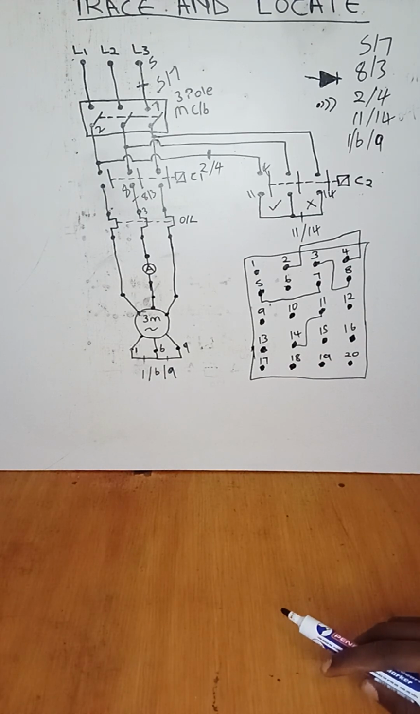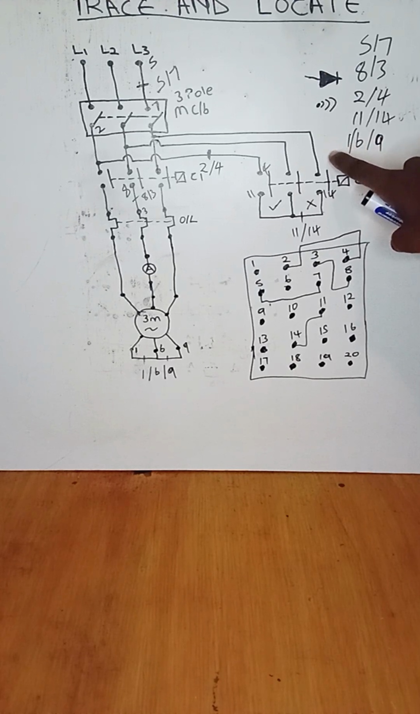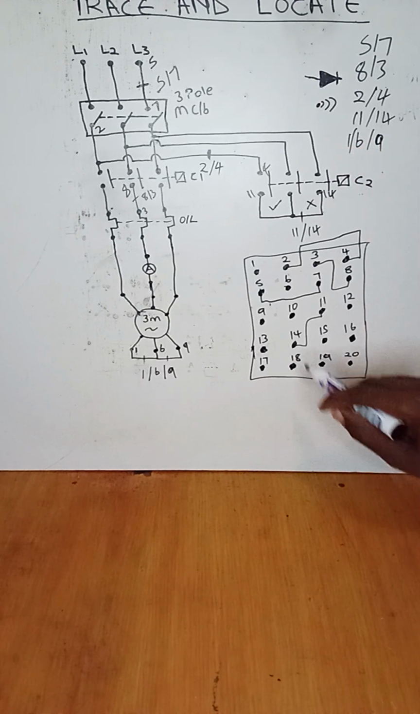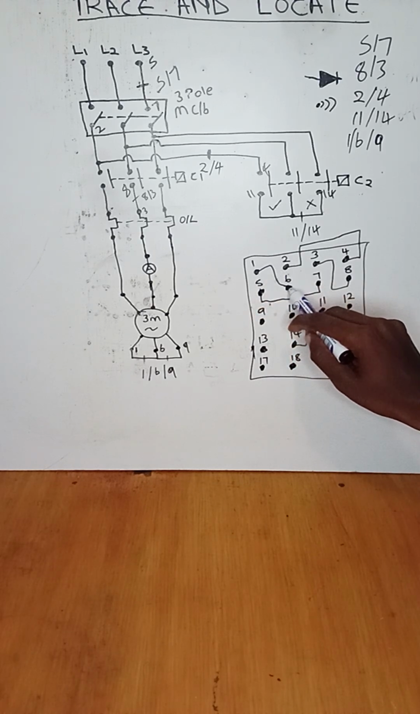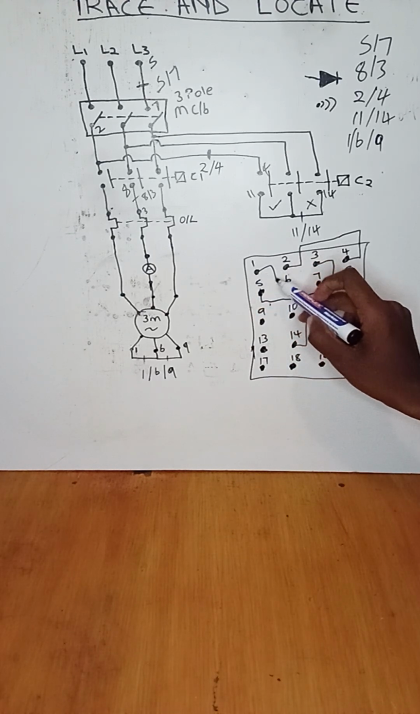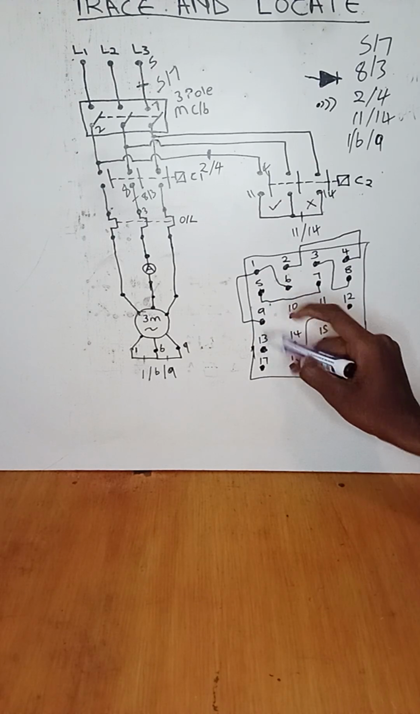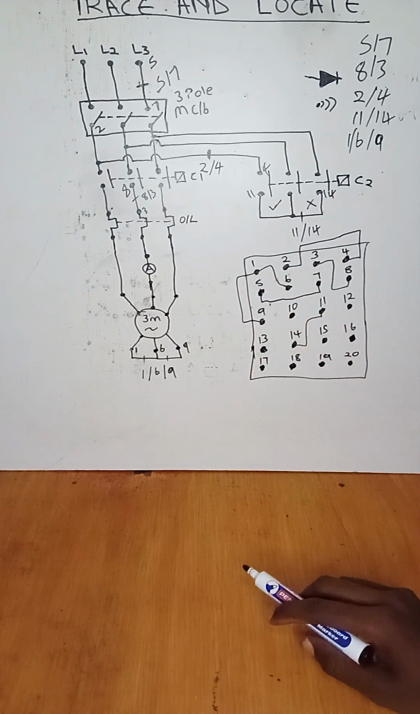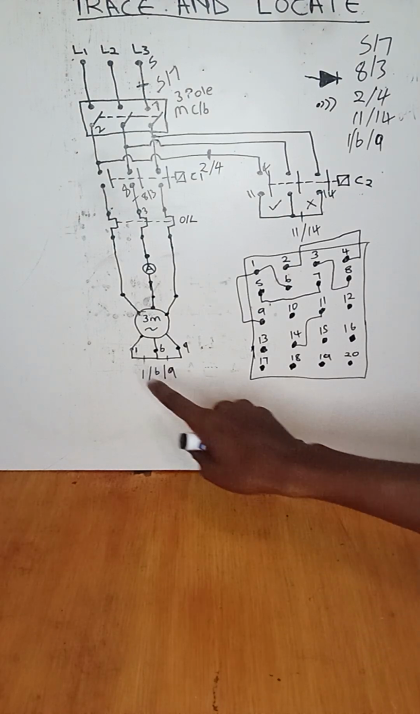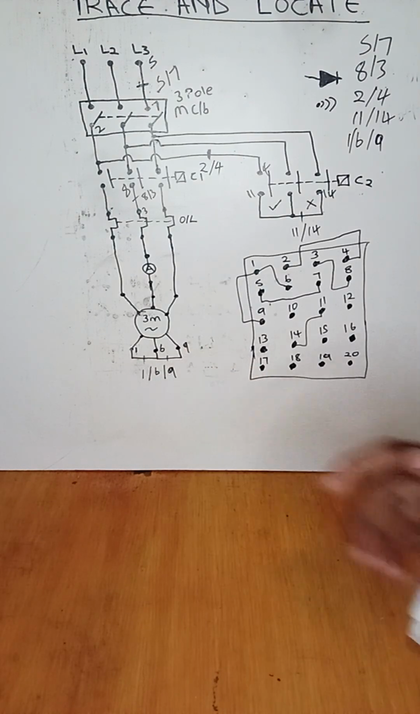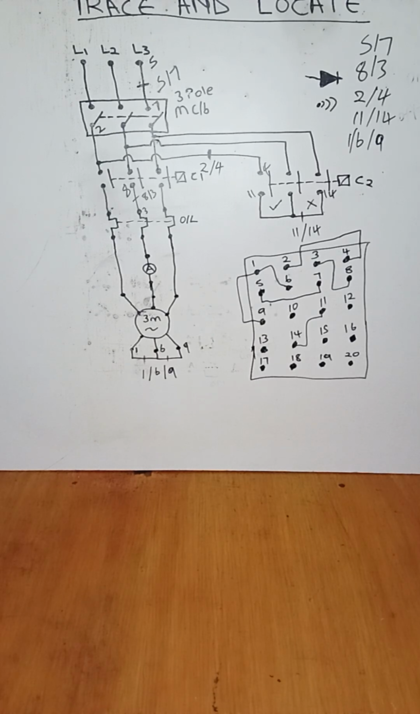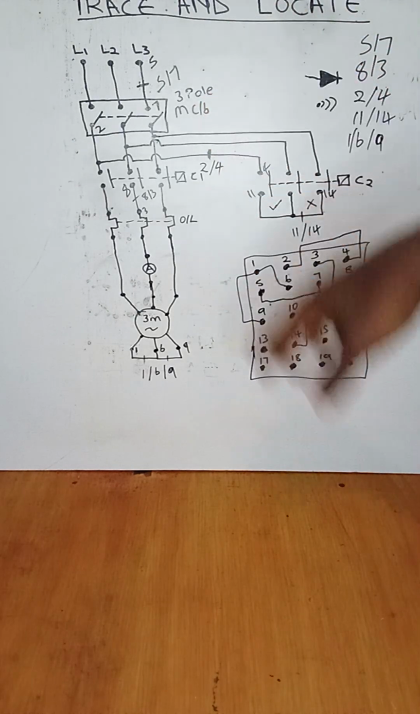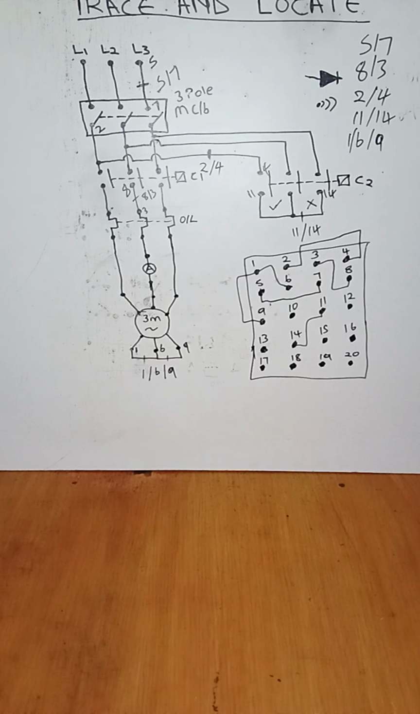Right. And also we have another fault, which is 1, 6 and 9. They are now connected together. So from 1, 6 and 9, it is a star connection, which is a black wire, neutral wire. And that's how you locate your wires when you have traced your fault through your panel. And that is how you do your trace and locate.